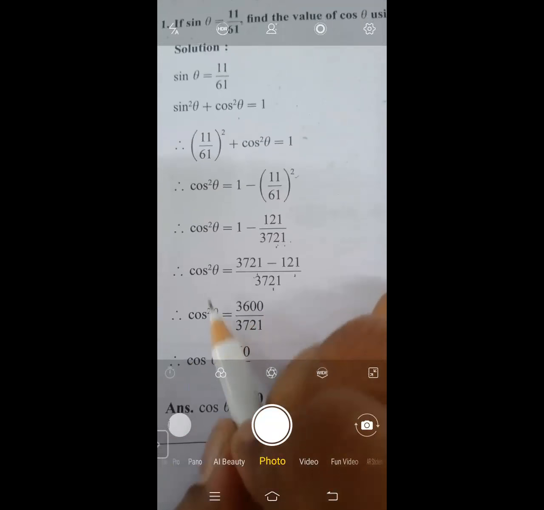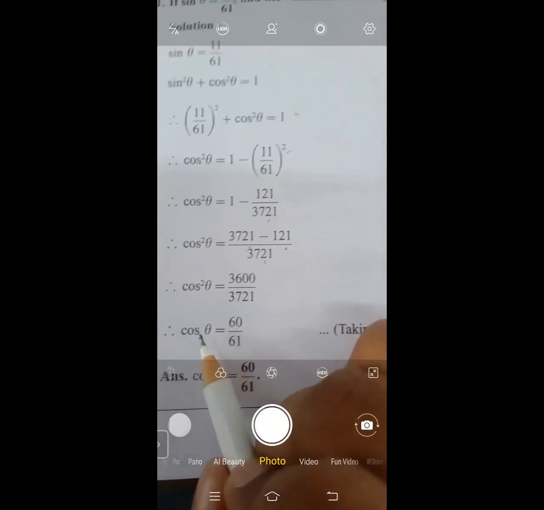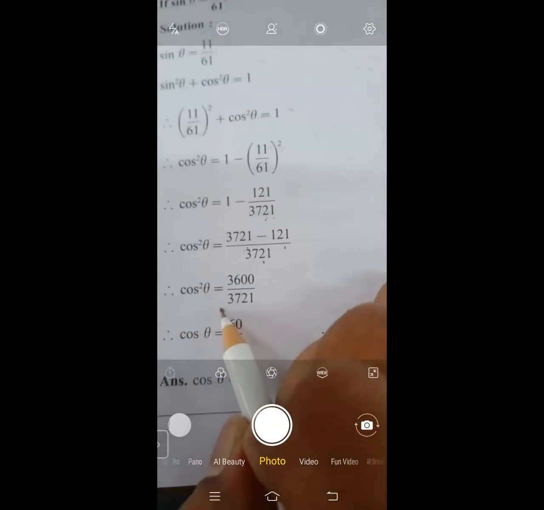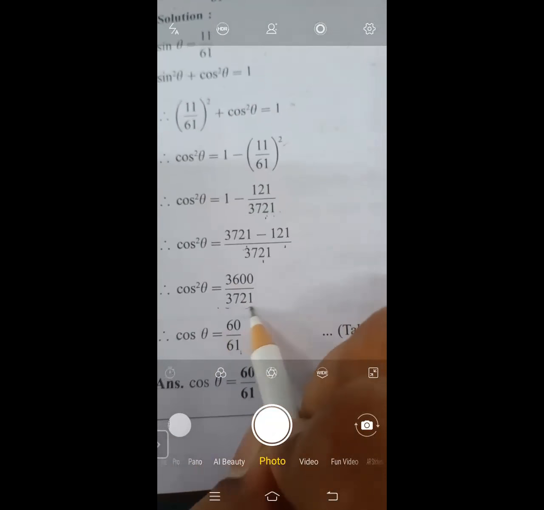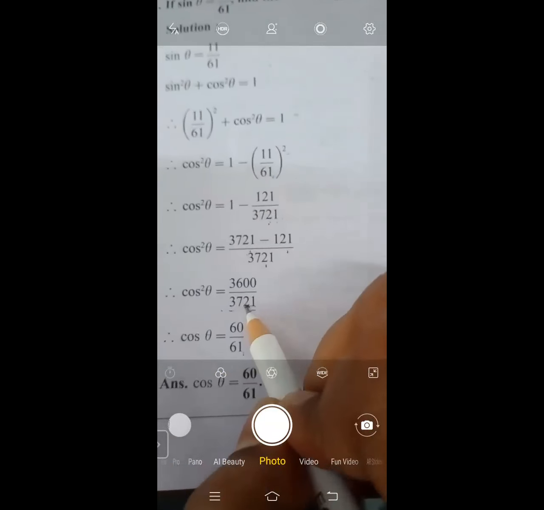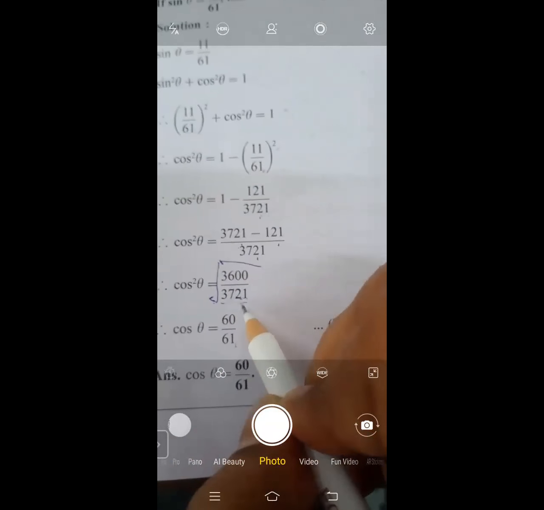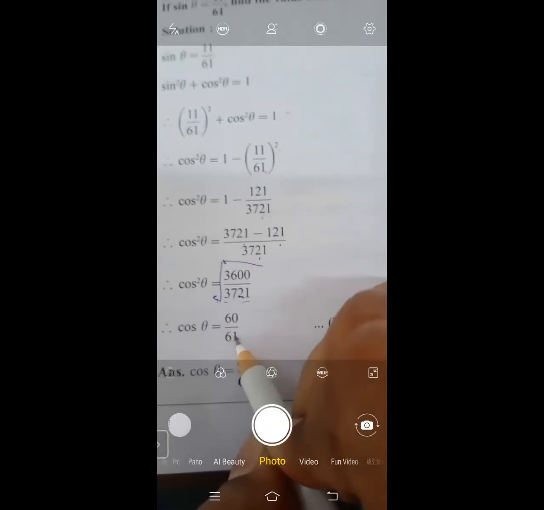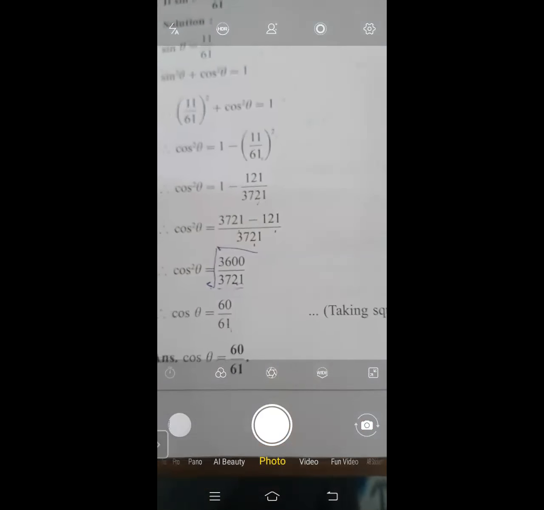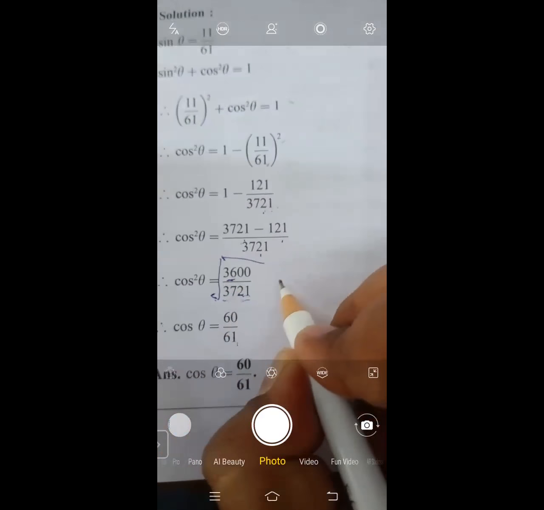Okay, so cos square theta is equal to 3600 divided by 3721. So cos theta is equal to 60 upon 61. Okay, square root should also be known. This one we know, as we have computed this, we have made 61 square and we got this. So while taking the square root, the square root of 3721 will be 61, and for 3600 it is 60. Okay, so the easiest way to find it is, we know 6 6s are 36.